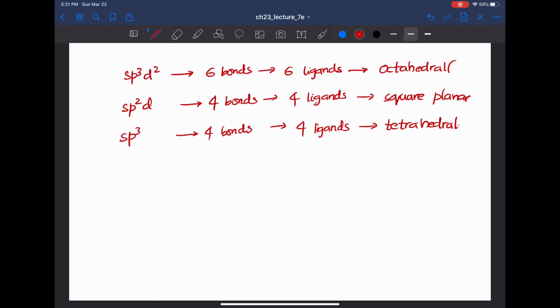In the octahedral structure, the angle between each of them is 90 degrees in the equatorial direction and 90 degrees in the axial direction. In square planar, the angle is 90 degrees. In tetrahedral, the angle is 109.5 degrees. So the hybridization determines the structure that is obtained.